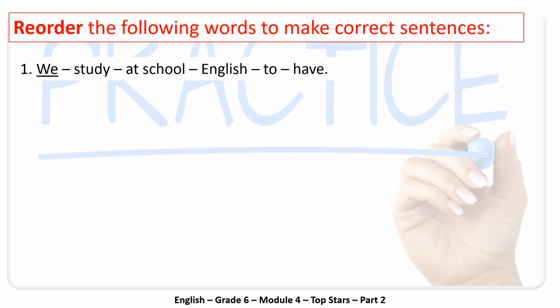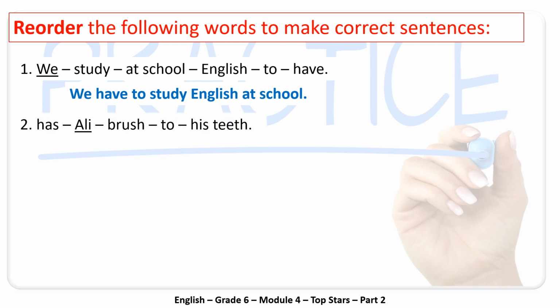Thank you. So the sentence should be, we have to study English at school. Now, let's move to sentence number 2. Has Ali brushed to his teeth? I'll give you some time to think, and then we check together. Excellent. It's gonna be Ali has to brush his teeth.